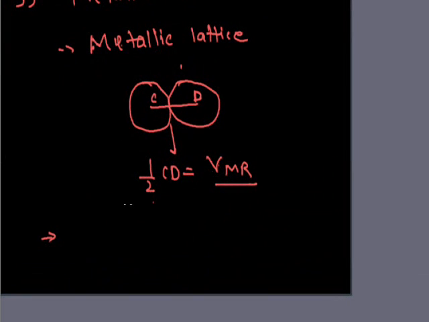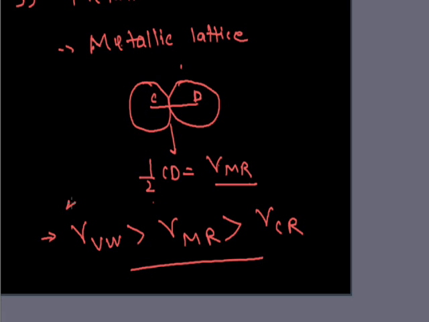So if you write the order of radius, it will be R van der Waals is greater than R metallic, which is greater than R covalent. Means the van der Waals radii is greater than metallic radii, and covalent radii is the smallest among all the three radii.